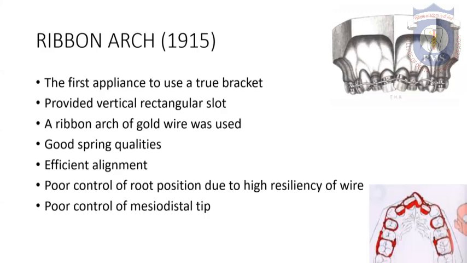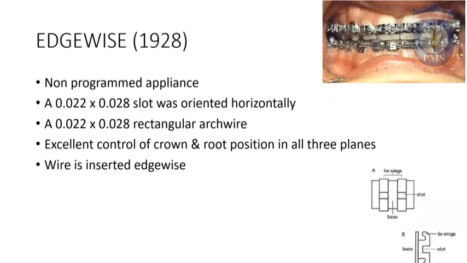Next came the ribbon arch appliance system. This was the first appliance to use a true bracket, and here it had a vertical rectangular slot. A ribbon arch wire of gold wire was used. It had good spring qualities and showed efficient alignment. But then it had poor control of root position and tipping.